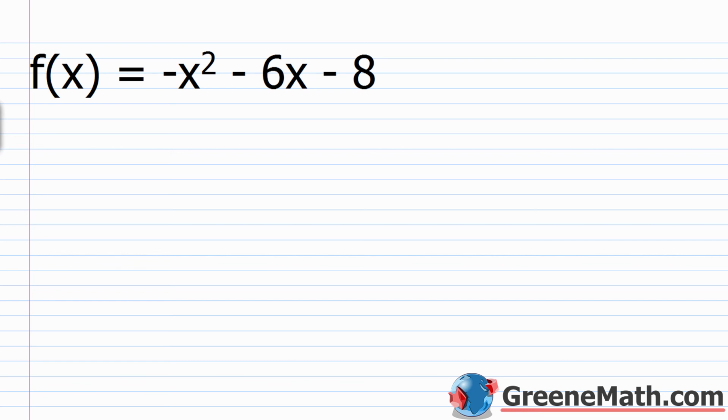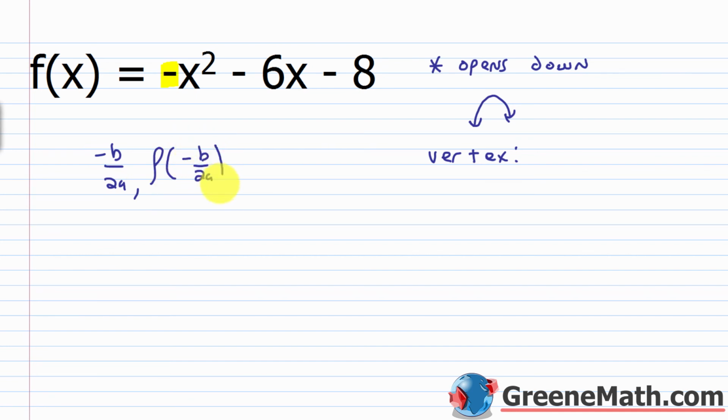All right, so the first thing is this guy right here, f of x equals negative x squared minus 6x minus 8. This is negative here, so I know it's going to open down. So opens down. So I know that. It's going to have this shape right here. All right, so the next piece of information, what is the vertex? So the vertex will occur where? Negative b over 2a, comma, f of negative b over 2a.